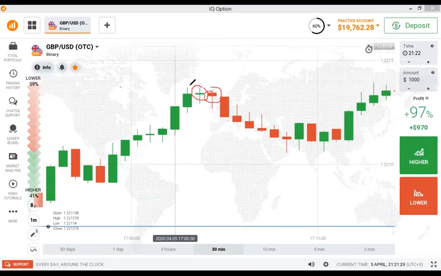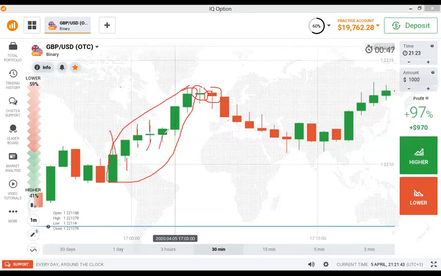And look at the trend. If you observe the trend, the sellers are already trying to enter the market. You can see this strong rejection on both the upper and lower side. That means the sellers are already trying on this candle.